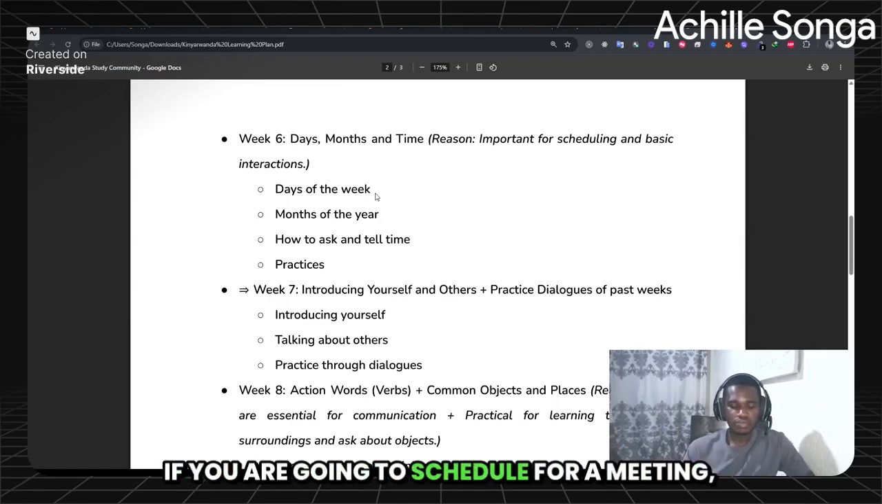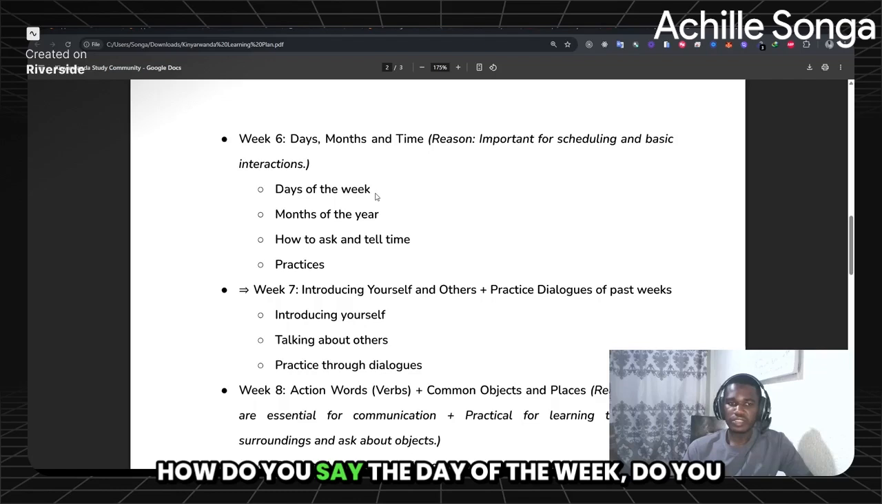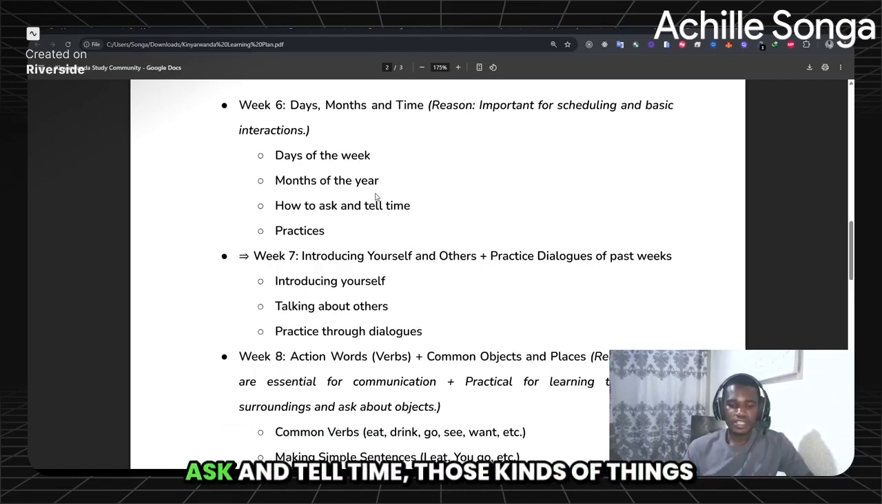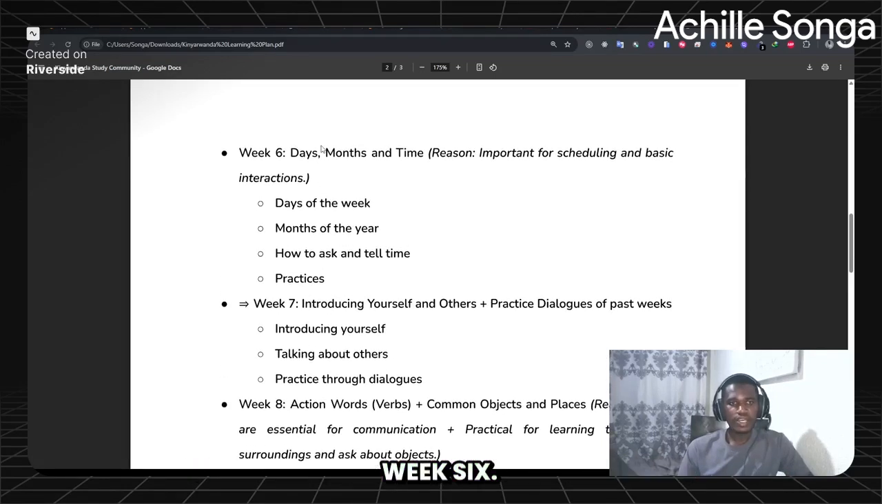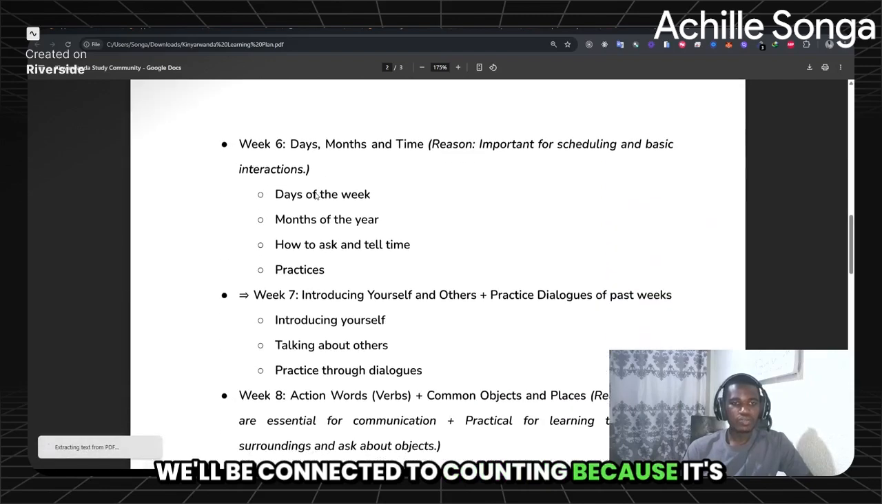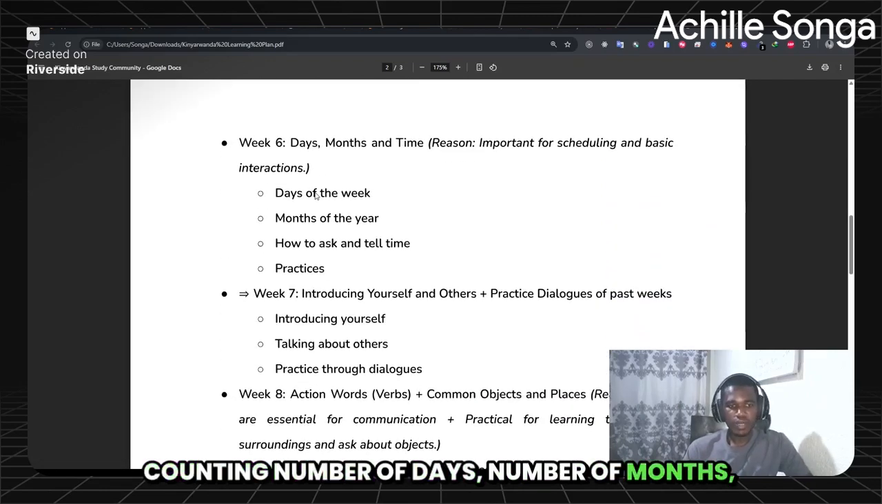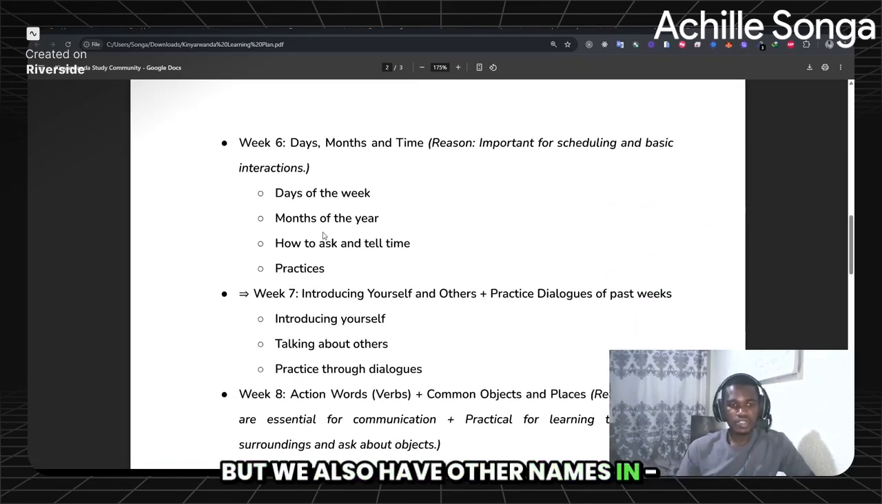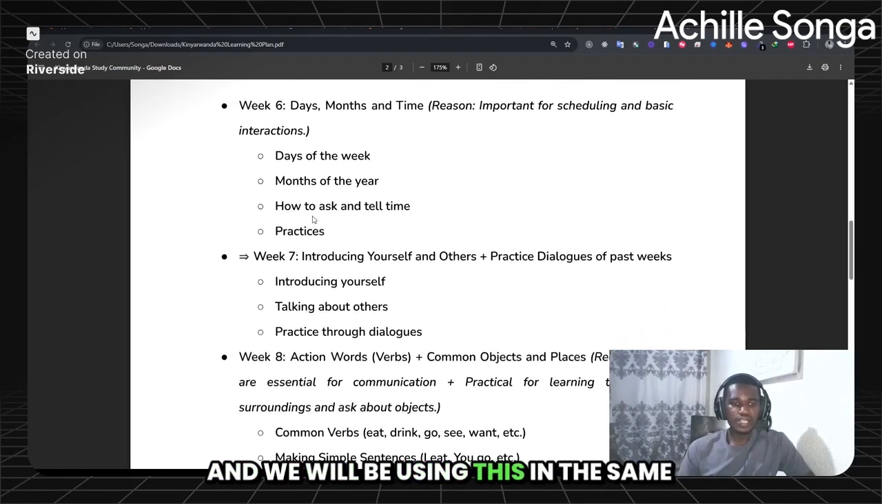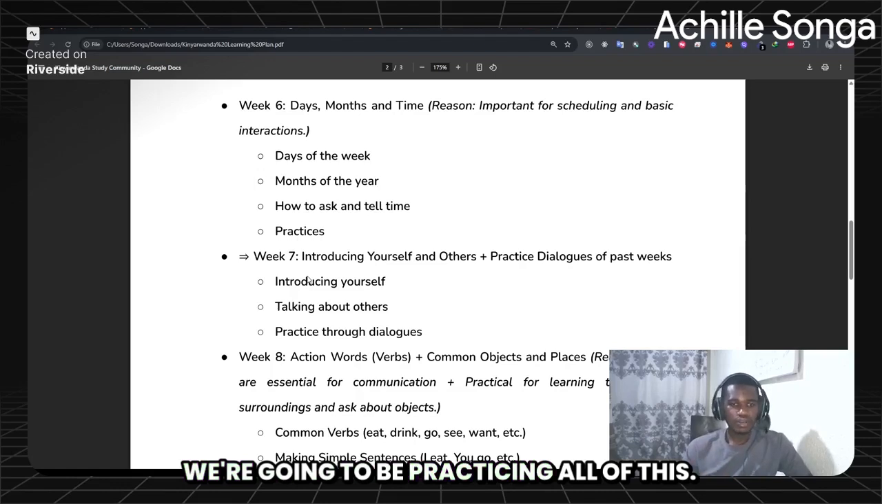If you are going to schedule a meeting, how do you say the day of the week? How do you say the month of the year? And how do you ask and tell time? Those are the things we're going to be focusing on here in week 6. And this will be connected to counting, because it's counting number of days, number of months, but we also have other names in this year. We're going to be looking at this, and we will be using this in the same sentences in the same week. We're going to be practicing all of this.